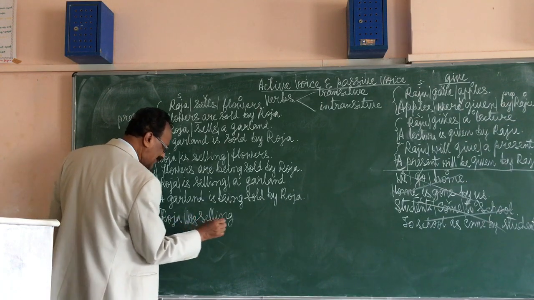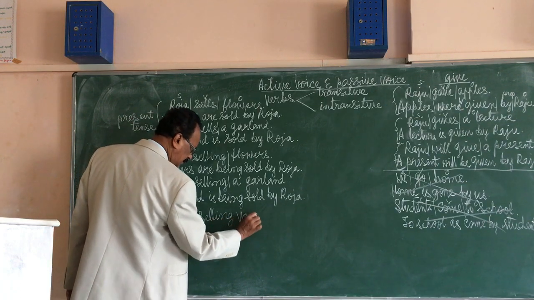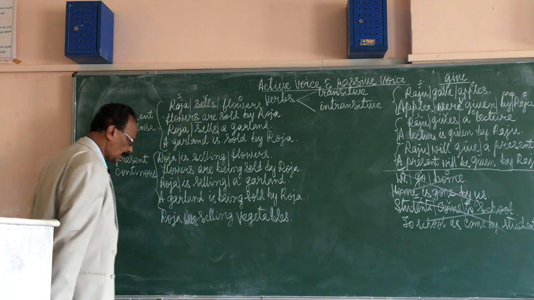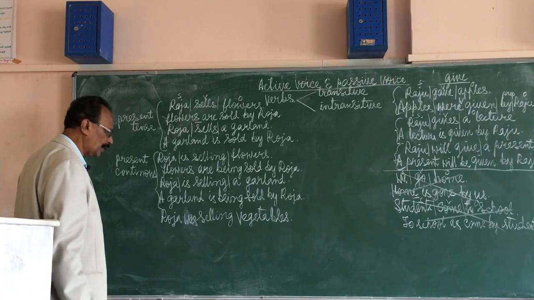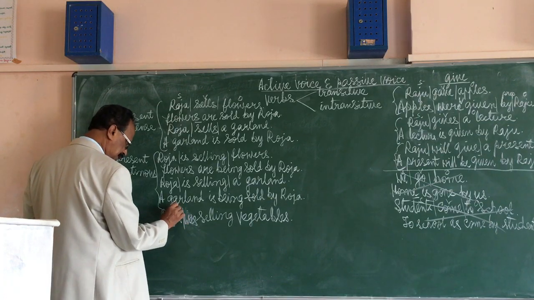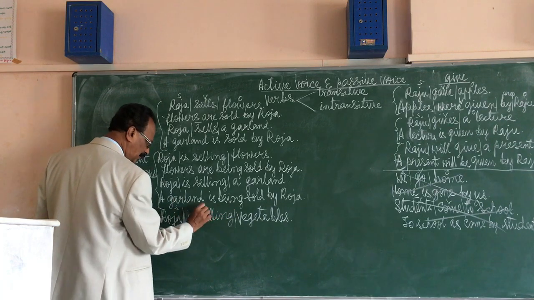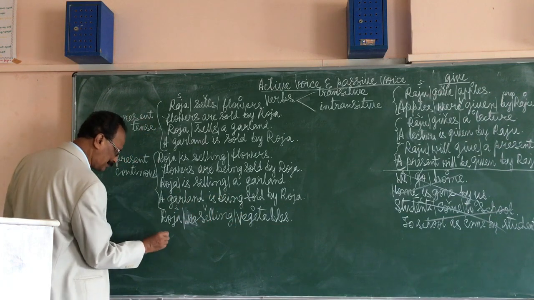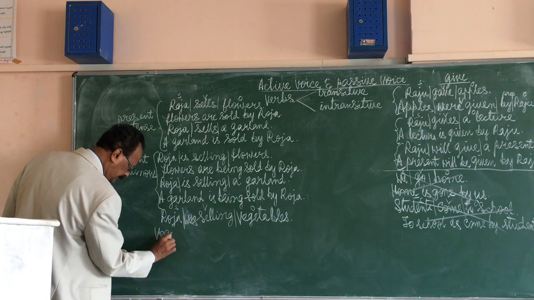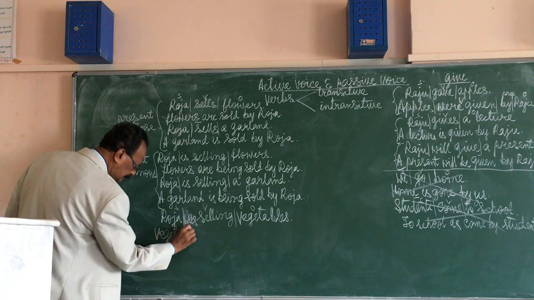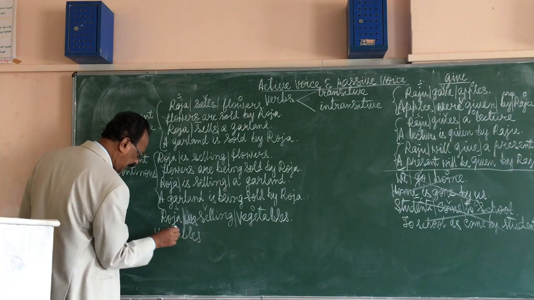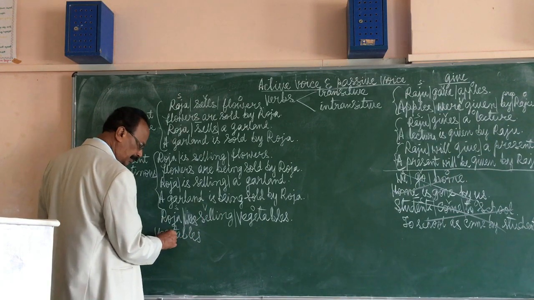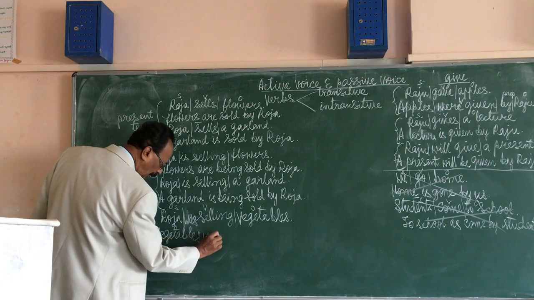Roja was selling vegetables. Here, Roja is the subject, was selling is the verb, and vegetables is the object. The object becomes the subject, vegetables. See, Roja is singular, so it is was selling. Vegetables is plural, so was becomes were.